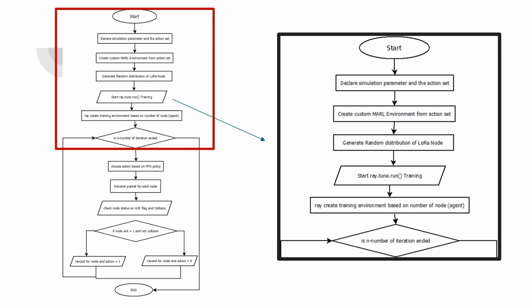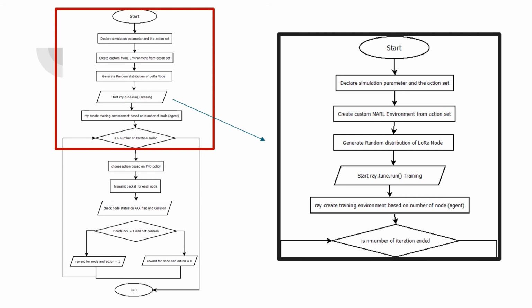This is the flowchart of my overall coding. First, I'm going to declare my simulation parameters and also the action set, which I just showed. Next, I also need to create a custom multi-agent reinforcement learning environment from the action set. Next, I'm going to generate the distribution of random LoRa nodes. Then I'm going to start the training.